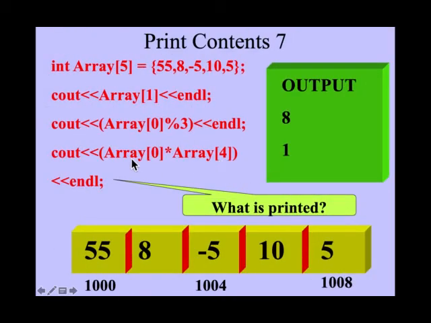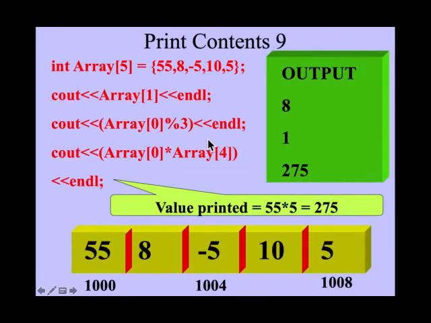Then we're saying take array 0, which is 55, and take array 4, 0, 1, 2, 3, 4, the last one, multiply the two together and output that to this console here. Take this value, multiply with this value, so 55 into 5 is 275, so we're going to print 275. So notice I had no real order in which I accessed this one, or that one.